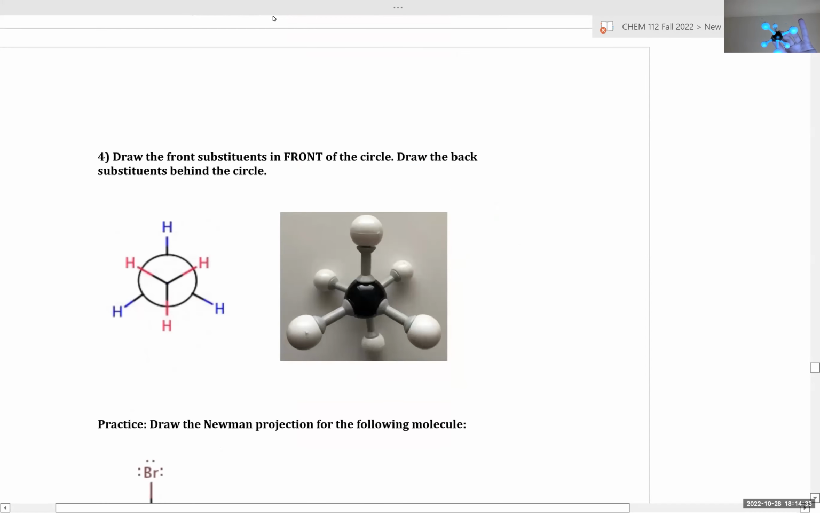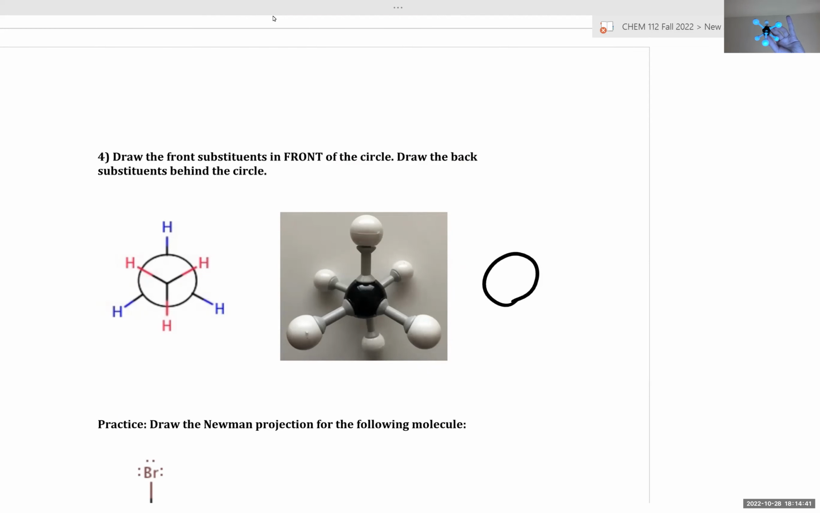So now that we have this view, looking down the carbon-carbon bond, all we're going to do is draw our front substituents in front of the circles. So we have these 1, 2, 3 hydrogens that we're going to draw in our front circle. And we have our 1, 2, 3 back hydrogens that we're going to draw exactly as we see on our model attached to the back carbon.